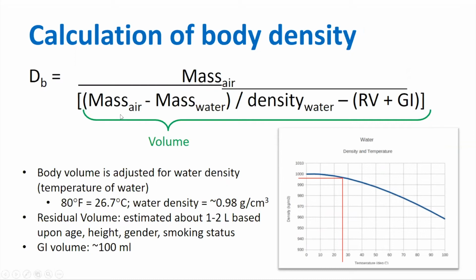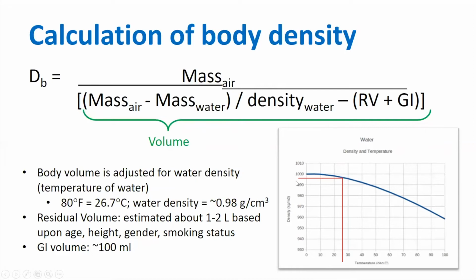So the mass in air minus the mass in water is your volume, but we need to account for the density of water. The density of water is going to be dependent upon the temperature. So this chart shows you the relationship between water temperature and density, where the higher the temperature, the lower the density. So in water that is 80 degrees Fahrenheit or 26.7 degrees Celsius, this corresponds with a density of 0.98 grams per cubic centimeter.